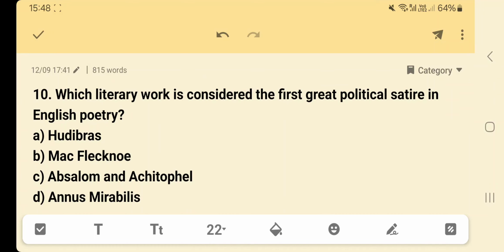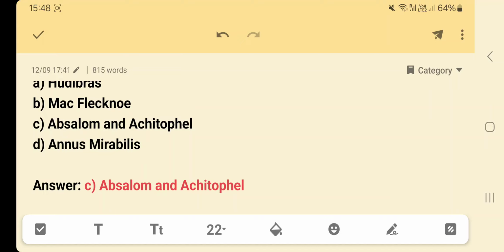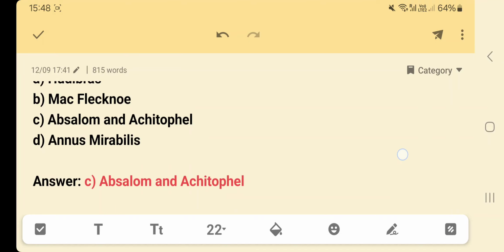Which literary work is considered the first great political satire in English poetry? Option A, Hudibras. Option B, Mac Flecknoe. Option C, Absalom and Achitophel. Option D, Annus Mirabilis. Answer: option C, Absalom and Achitophel.